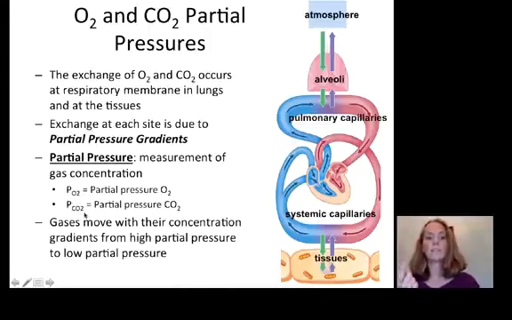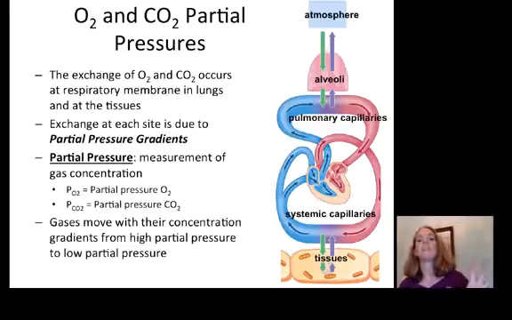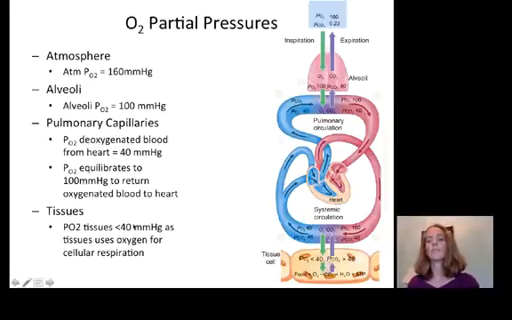I also want you guys to separate in your mind the partial pressure gradients from the ventilation gradients that we just talked about. Totally different. The ventilation gradients are looking at total air in the atmosphere and in the lungs. It doesn't say anything about the individual components of the air. So think of these not as your ventilation gradients, but as your diffusion gradients for concentration or partial pressure of these individual gases. So let's look at our partial pressures.